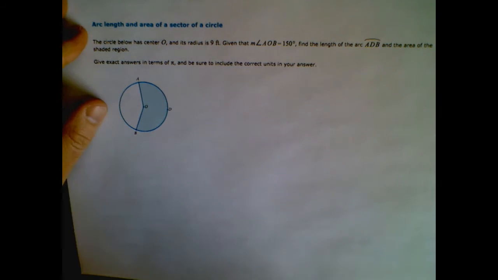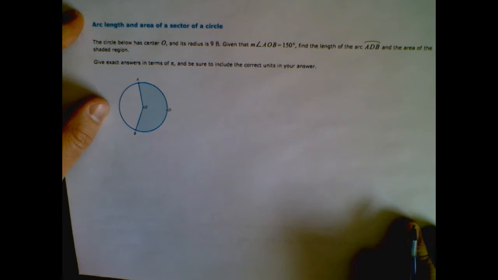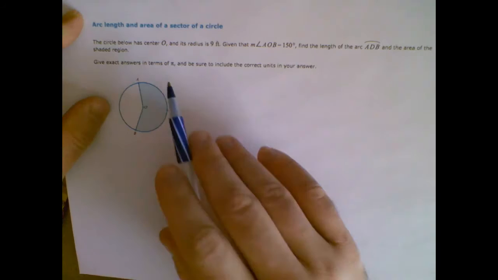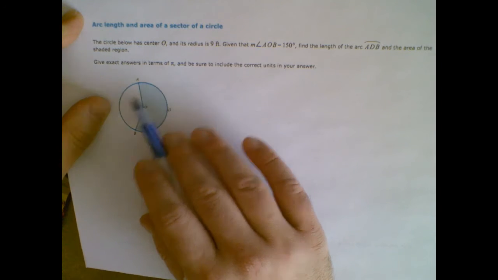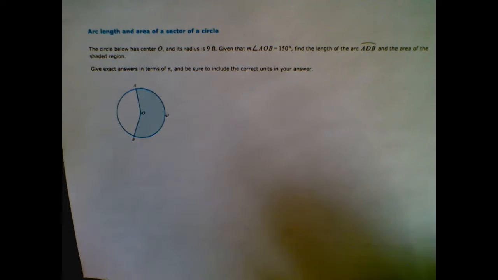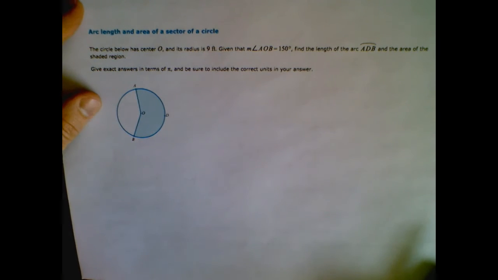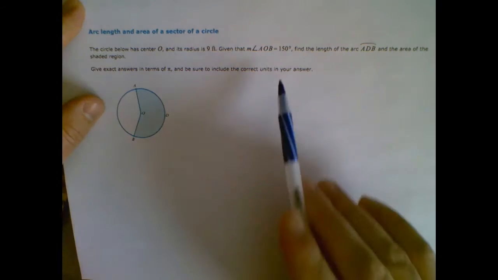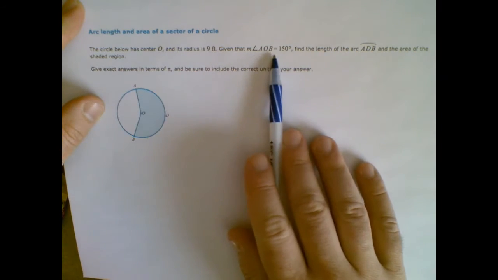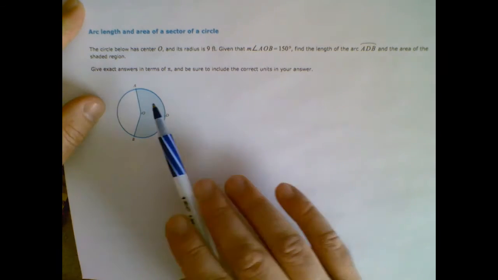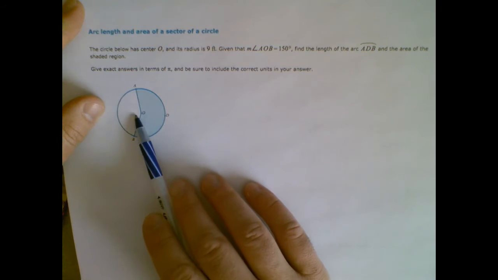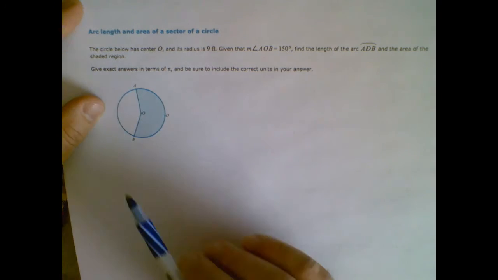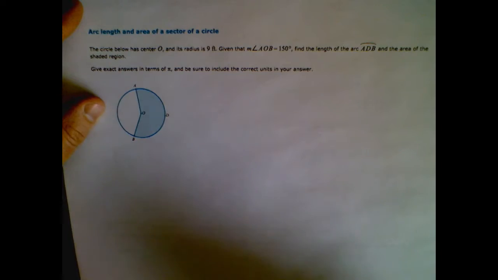So what I'm doing here is I'm going to go ahead and find the arc length again, because we're trying to find both of them. And notice we are leaving it with exact answers, so we want to leave the pi alone. Don't do anything with it. Just leave it by itself. One thing to notice here, though, they gave us the measure of AOB, which is 150. We're actually looking for the other side. So just keep that in mind here.